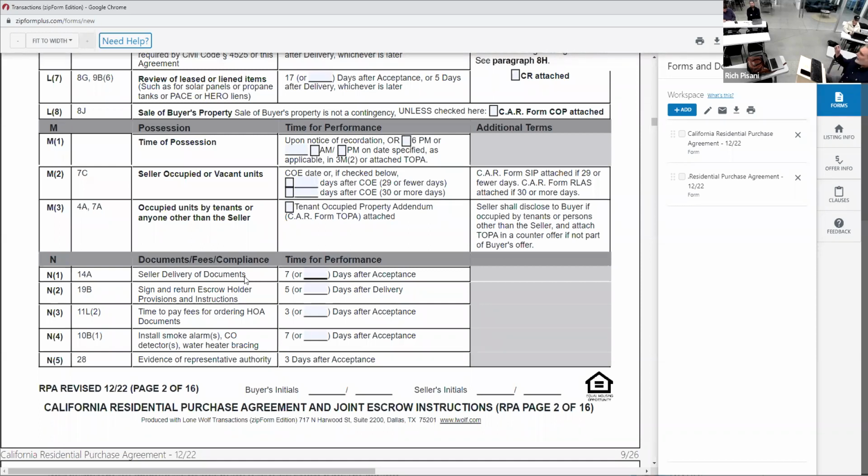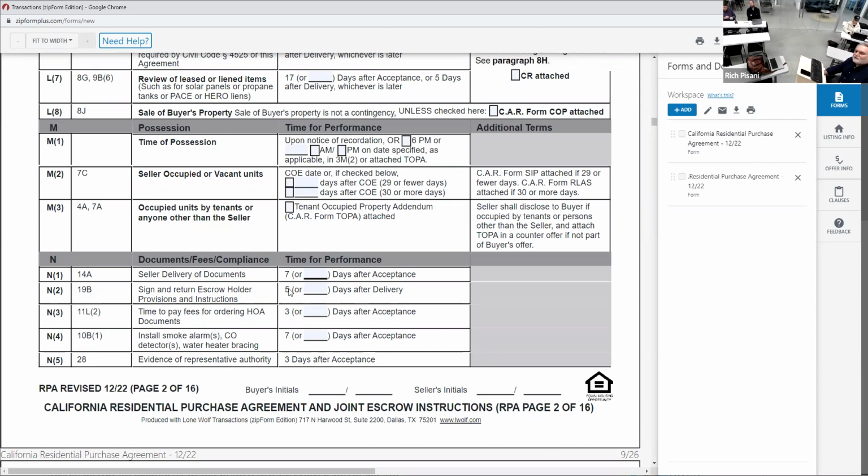What I used to do is in my calendar, I would put the date of acceptance. Okay, this property, seller documents, 7 days. Then I go 17 days, buyer to remove this, blah blah blah. Go all the way down the line.